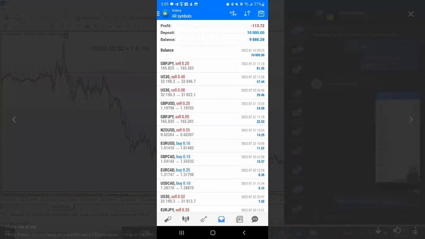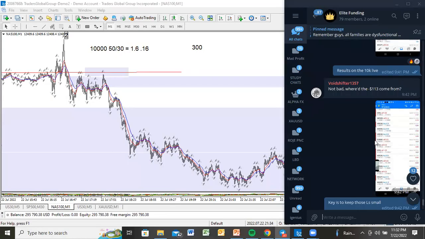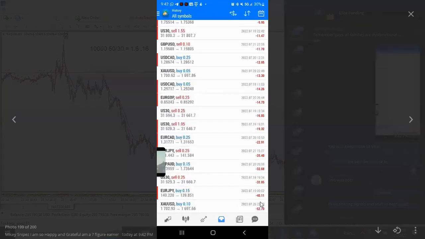That's the other rule that I want to talk about. So now you know the rule in regards to risk management, how much you're gonna risk. You're gonna risk 50 bucks, 0.5% or less. Keep those L's to the minimum, because you're gonna take some L's.